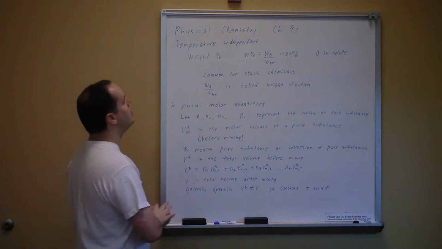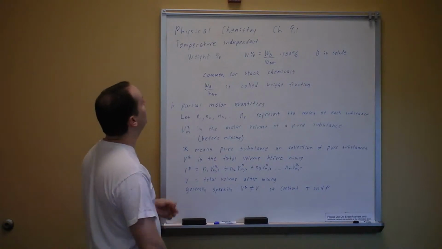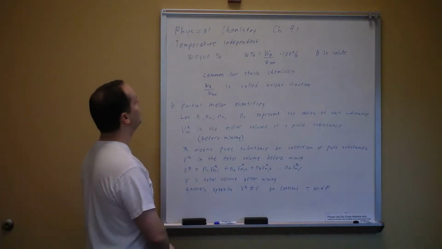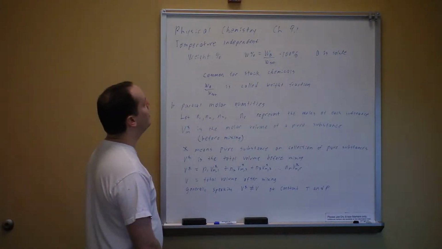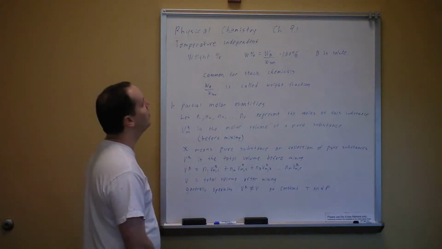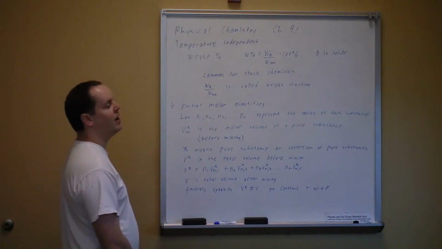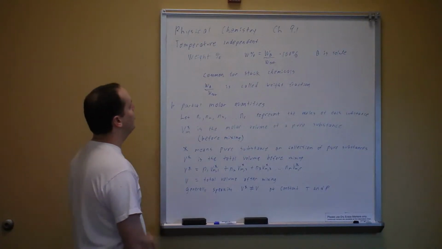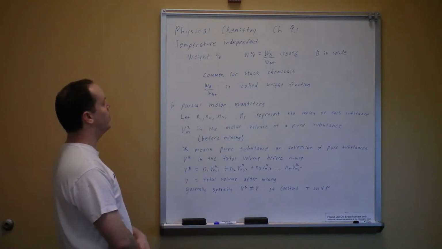Continuing on physical chemistry, chapter 9, section 1, another example of a temperature-independent way of measuring concentration is the weight percent. The weight percent is found by the weight of your solute B divided by the total weight of your solution times 100%, of course. Like I said, B is your solute. This is a common way of doing it for stock chemicals.